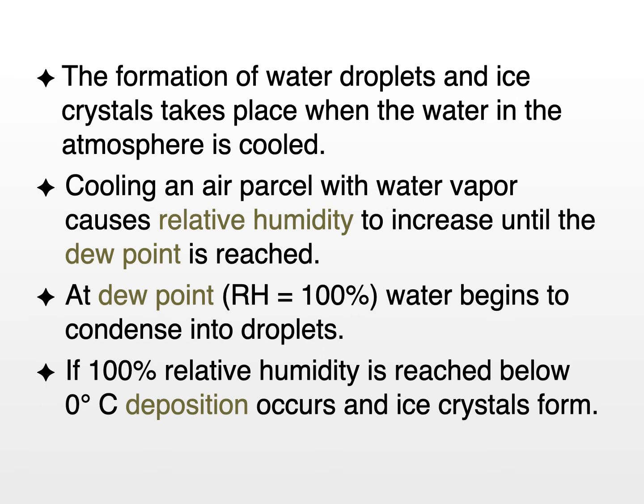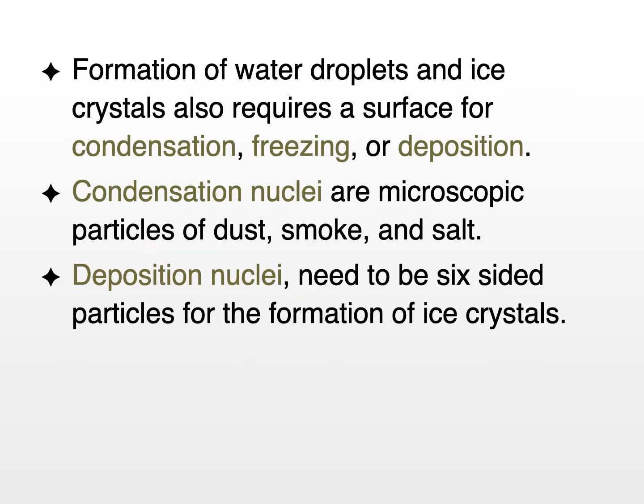Of course, this occurs when air is cooled. Cooling increases the relative humidity, and saturation occurs at 100%. So 100% is needed to reach the dew point or the frost point, and then we get the formation of water droplets and ice crystals. And as I said, for water droplets and ice crystals to form, we need a surface, and these surfaces are minute little particles that normally occur in the atmosphere.